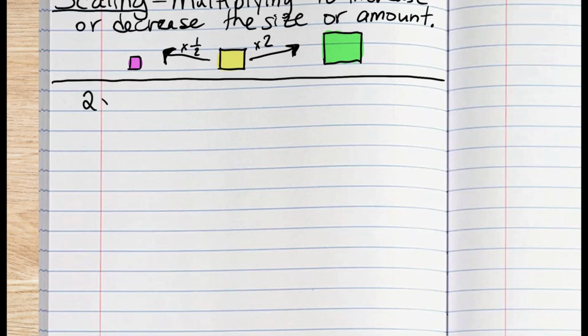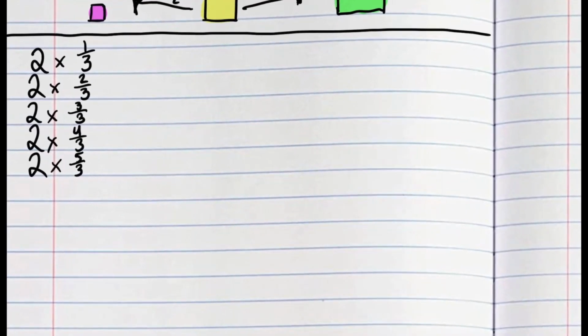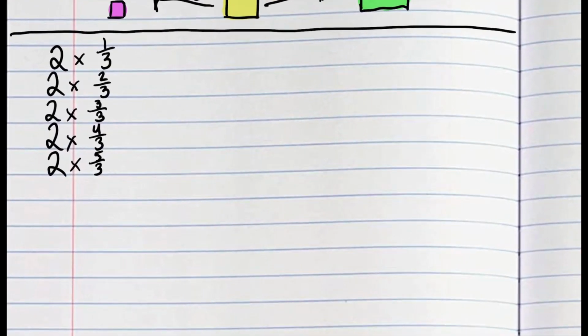And I'm going to say 2 times 1/3. What happens if I multiply 2 by 1/3? And then I'm going to try 2 times 2/3. And then 2 times 3/3. And 2 times 4/3. And then let's do 2 times 5/3. And I'm going to zoom in a little bit. There we go. So let's just start solving these using our multiply a whole number by a fraction skill.